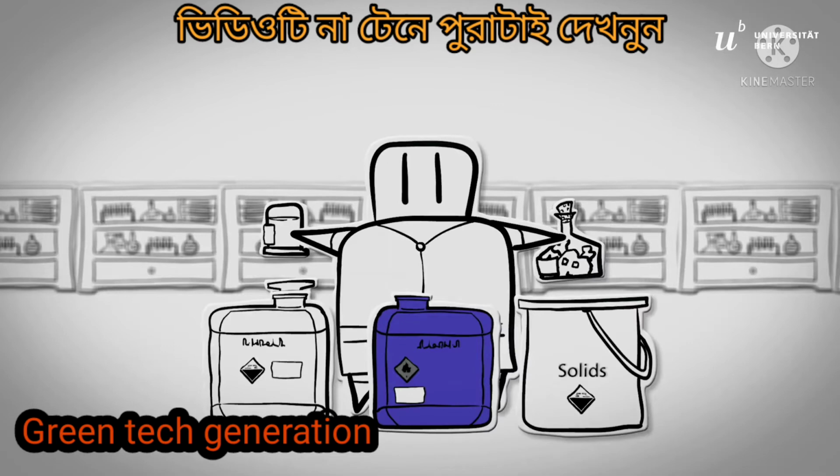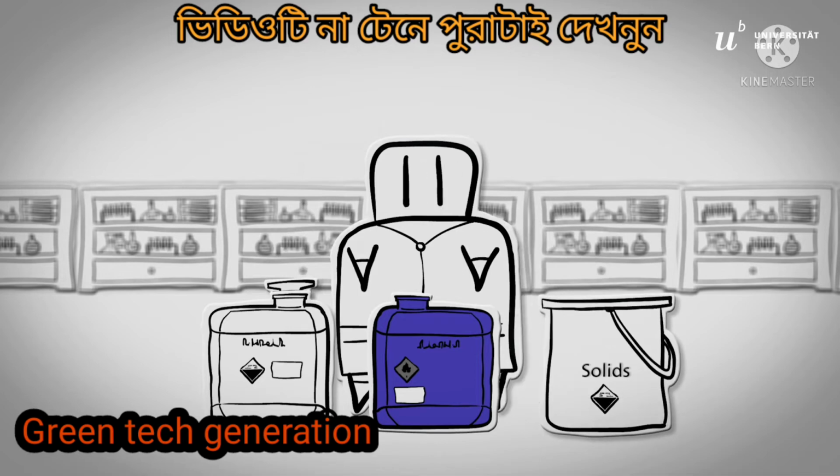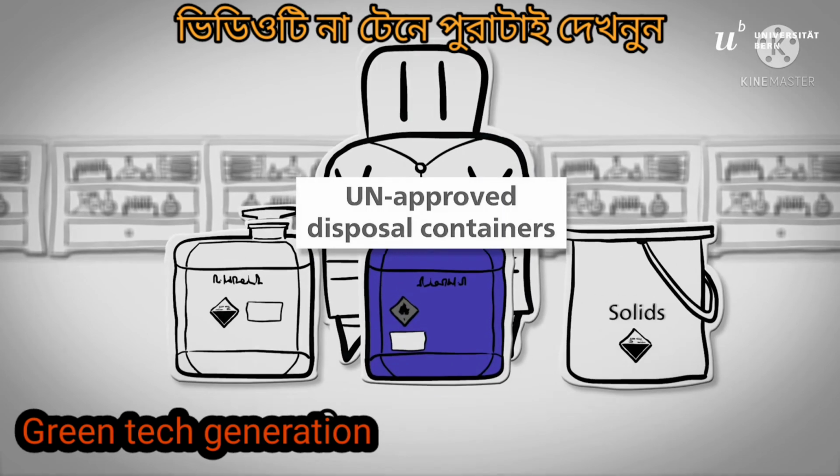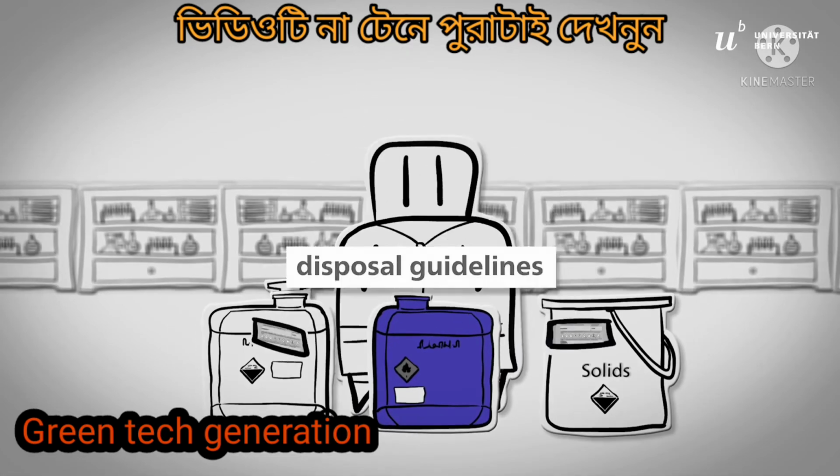For disposal, separate liquids from solids, and according to their classification. Separate chemicals that could react with one another. Ensure intermediate storage in the original UN-approved disposal containers provided by the university. Label hazardous waste and follow the university's disposal guidelines.